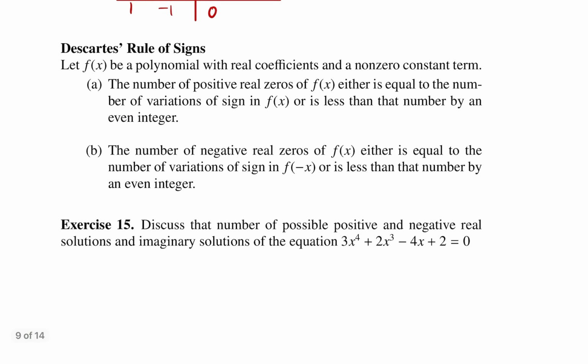All right, the final thing that we're going to cover in this section is Descartes' rule of signs. So you can read through this. I think it's a little bit easier if I just explain it through this example here. But we do need to do 2 things. So to check for the number of positive real zeros of f of x, we need to count the number of variations of the sign of f of x, or is less than that by an even integer. So that's a little confusing.